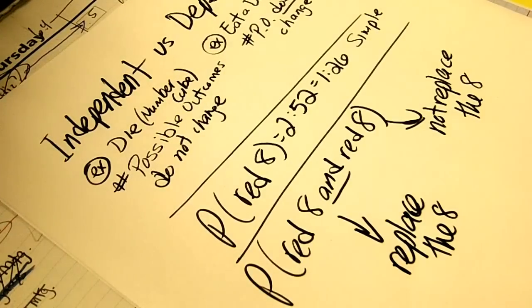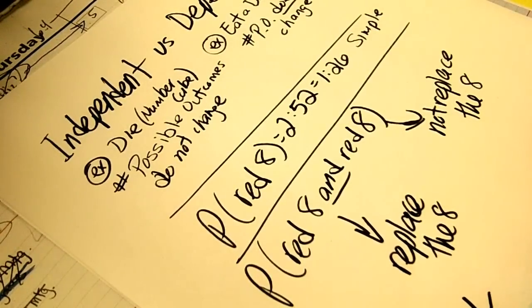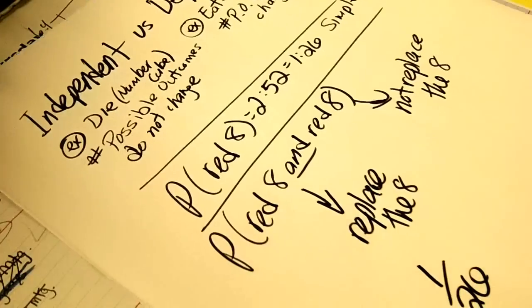So my chance of picking a red 8 out of my deck of cards is what we've already said, 1 out of 26. And I know you can't see that, so I'll move this up a little bit.